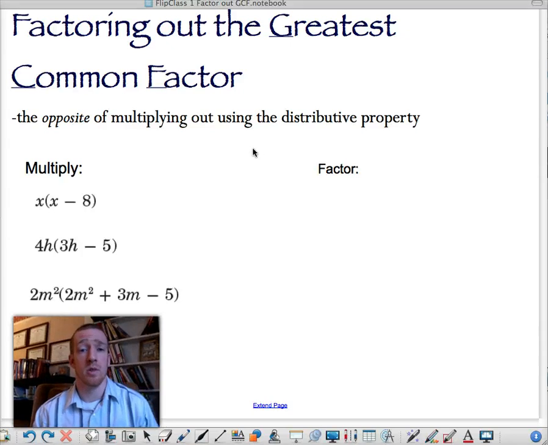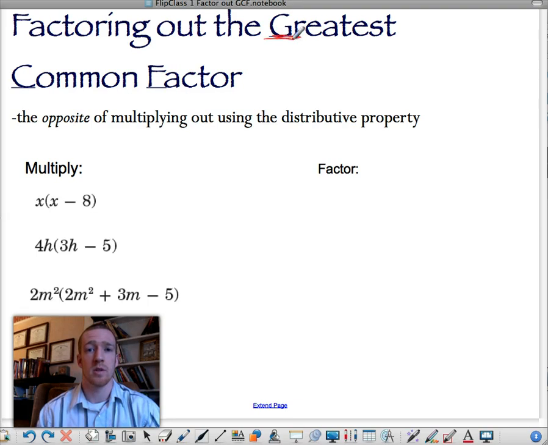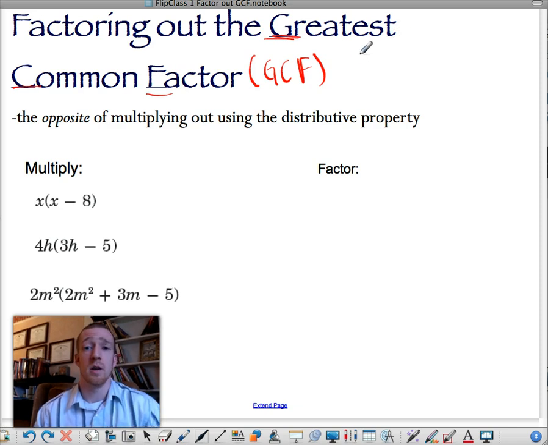Alright, so we're starting out our unit on factoring. The easiest thing to do is factor out what's called the greatest common factor. So greatest common factor, we also call that the GCF for short. Alright, so what is a factor? Let's think about factoring like unmultiplying.